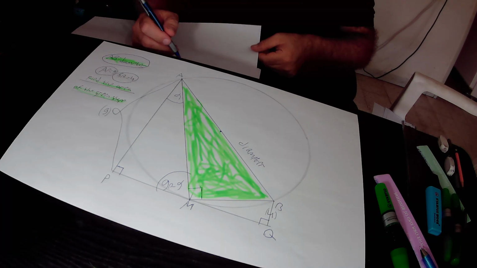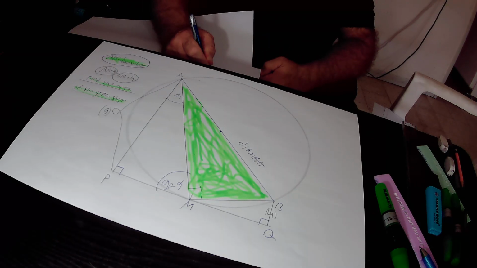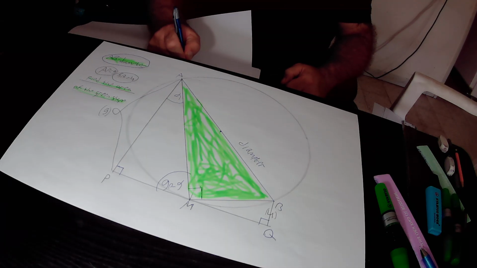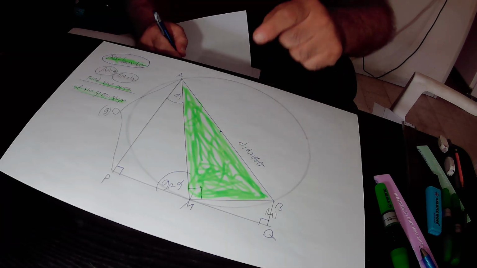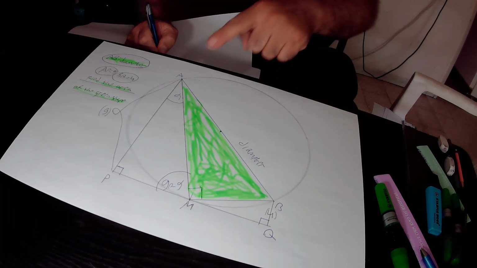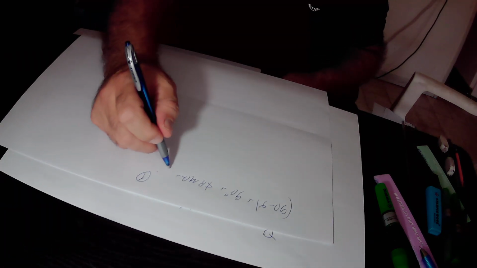So I'll write it down. 90 degrees minus alpha plus 90 degrees plus the missing angle BMQ. In total, the sum of those three angles must be equal to 180 degrees according to rule 3.